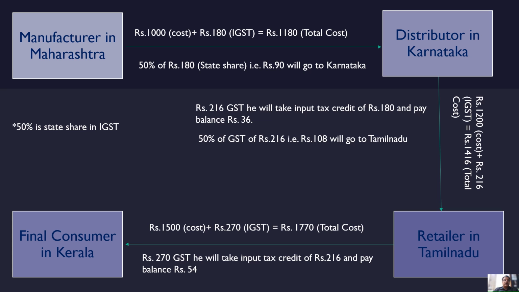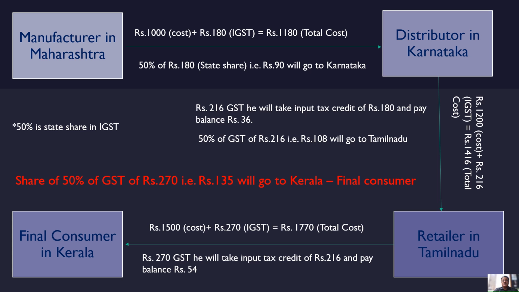In the back end operation now, the final consumer is in Kerala. So the Kerala government gets the GST revenue. So 270 rupees, 50% share of state, 135 rupees. Finally, for this whole transaction from Maharashtra till Kerala, the Kerala government gets the revenue. Again, like how it was in Karnataka, in the back end operation, the Tamil Nadu share of 135 rupees will travel from Tamil Nadu to Kerala, and the Kerala government gets the final GST revenue.